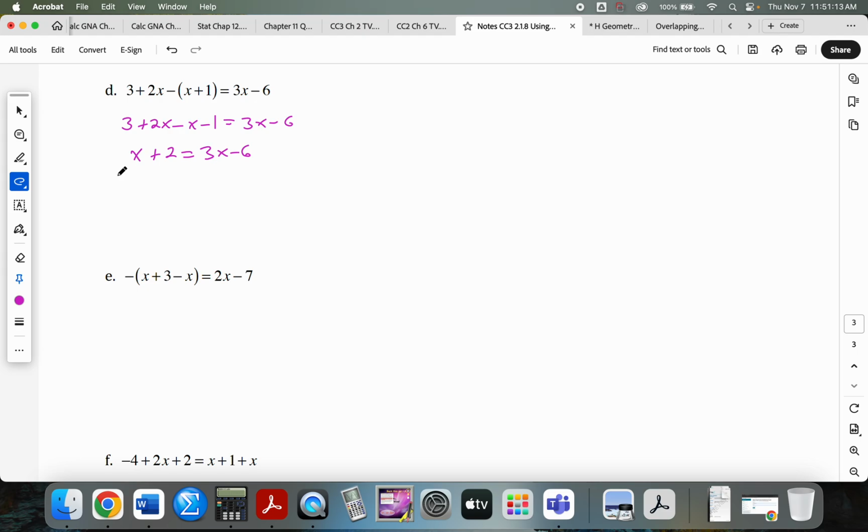I can remove an x tile from both sides. That's going to give me 2 is equal to 2x minus 6. I want to get rid of these 6 negative tiles, so what do I need to do? Add 6 positive tiles to zero that out. Dividing both sides by 2, we get that x is equal to 4.